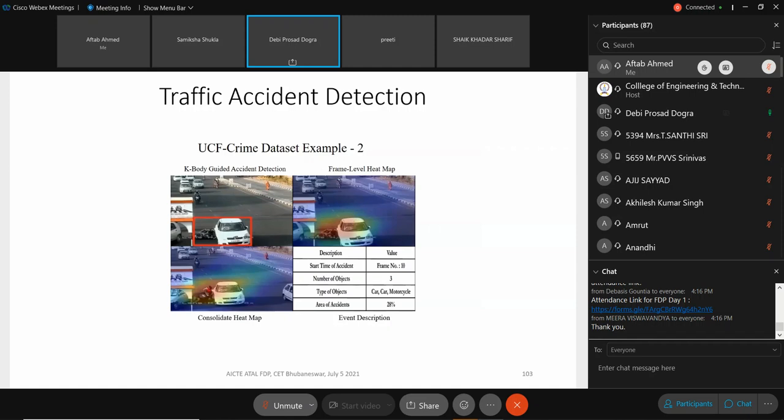The accident happened during 20 frames. So what is the consolidated heat map? And the final one is what can be a possible description. So it says that the duration of the accident was 10 frames. The number of objects involved is 3, and it found that in this accident 2 cars and 1 motorcycle were involved, and based on certain heuristics it also finds that 28% of the entire scene was involved. So you can actually estimate the damage caused during the accident.